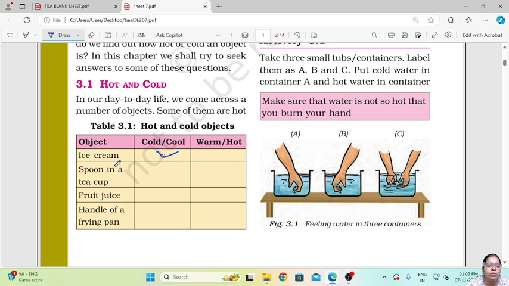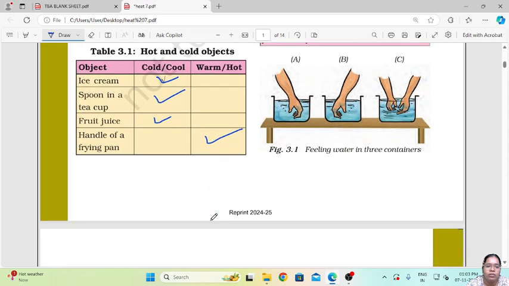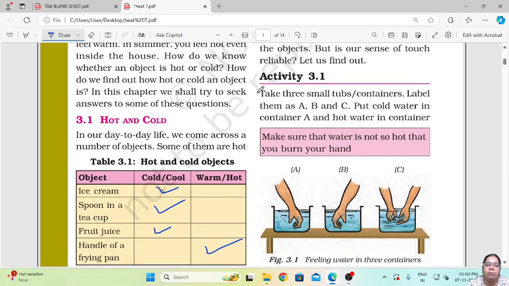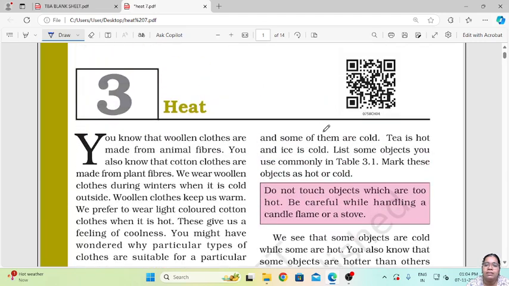Then a spoon in a teacup. It depends whether the tea is hot or cold. If the tea is hot, then the spoon will also be hot. Then fruit juice, it is also cool. Handle of a frying pan, it will be hot or warm because heat is involved over there. So this is how we can classify certain objects as whether they are hot or whether they are cool.